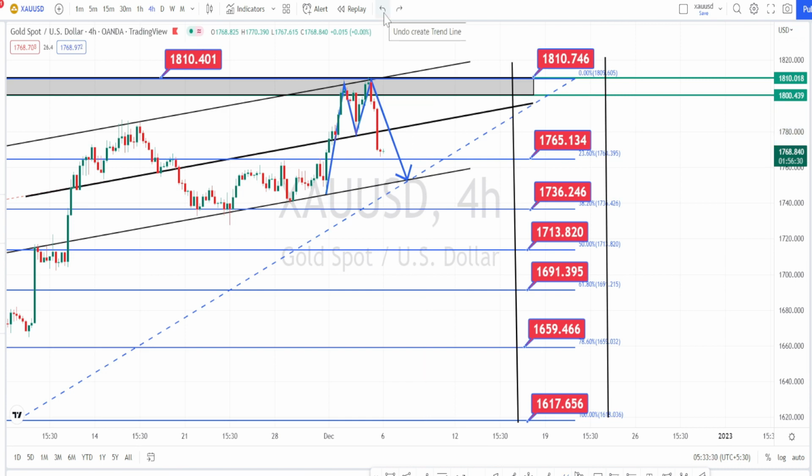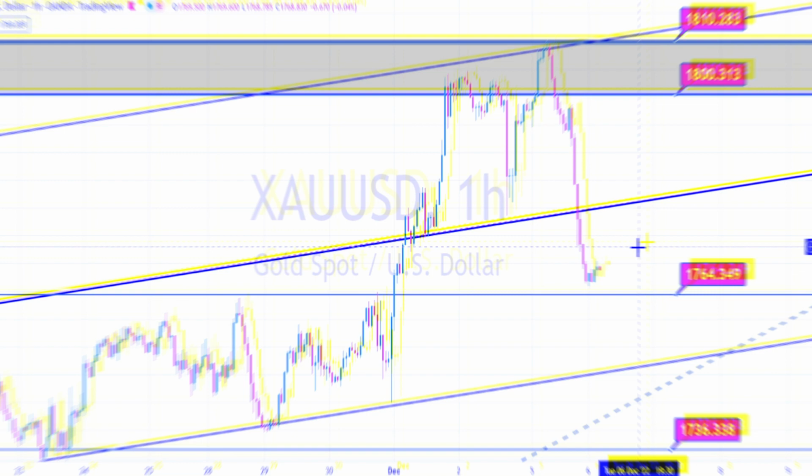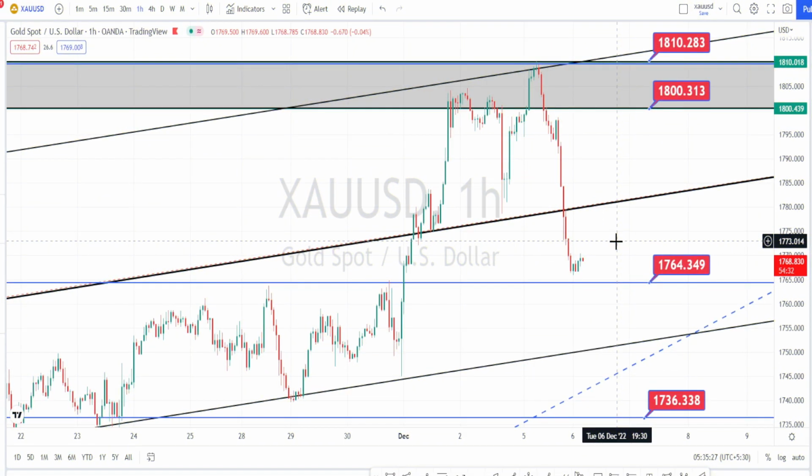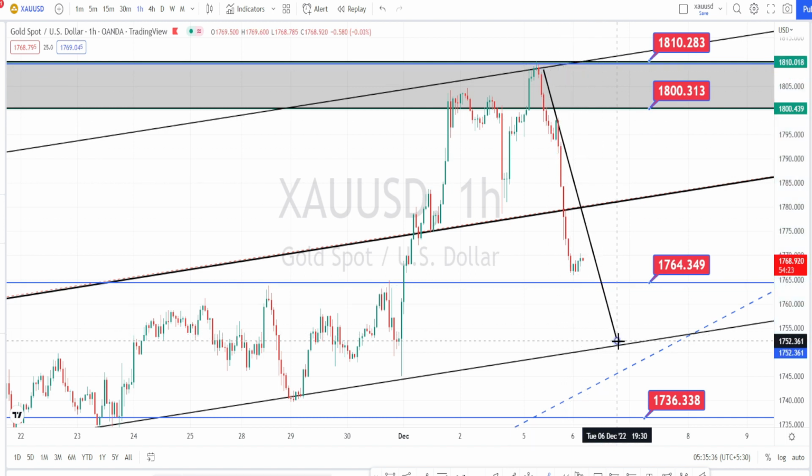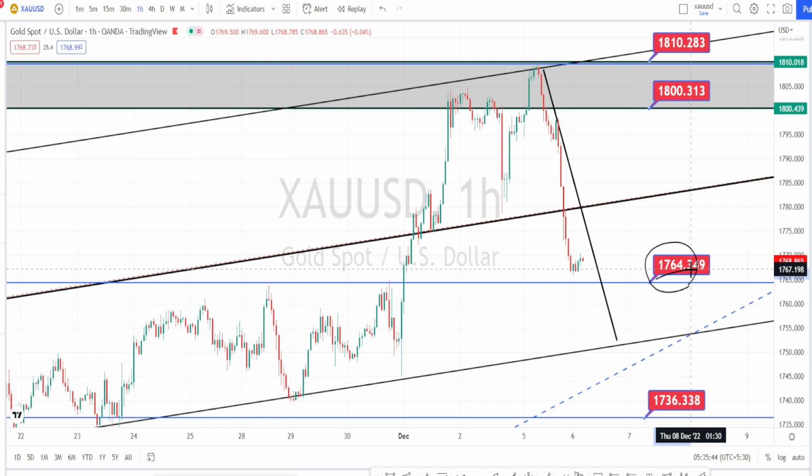Let us look at the price action in the hourly time frame. I'm in the hourly time frame now. When we look at the price action in the hourly time frame also, it is very clear that the current trend of the price action is a bearish side retracement. So I would recommend you to wait for the price action to break this support level of 1764 if you want to freshly enter on the bearish side retracement.